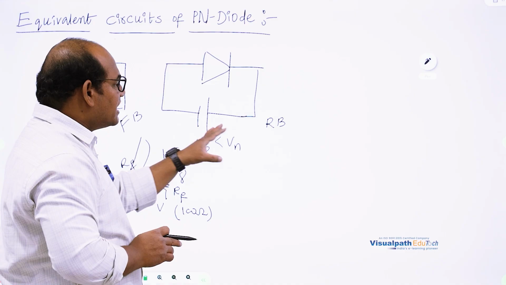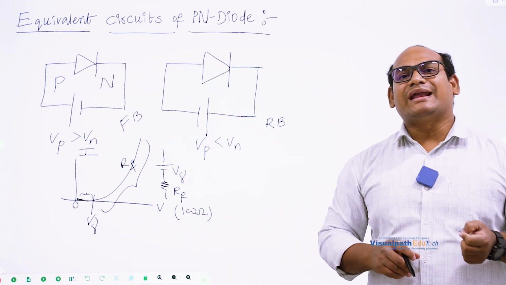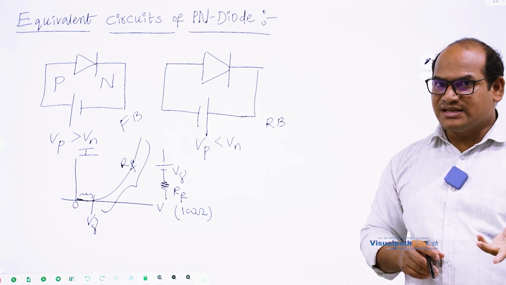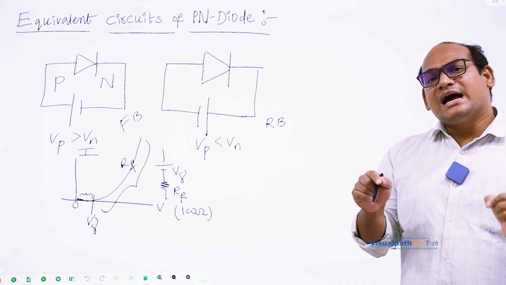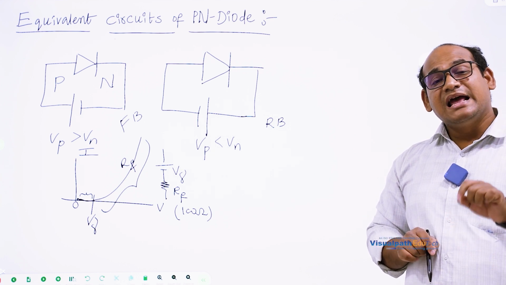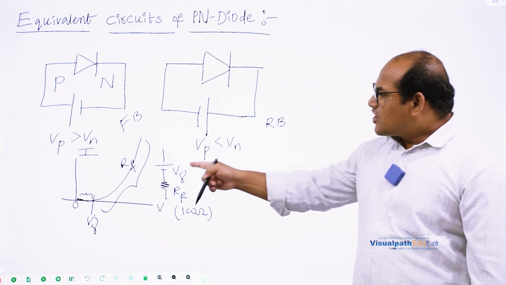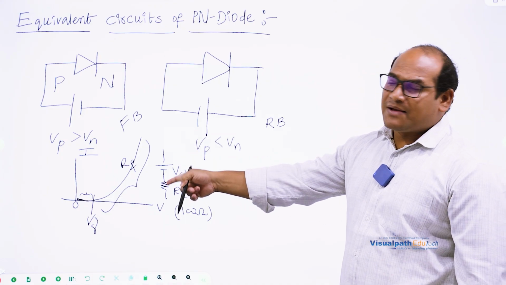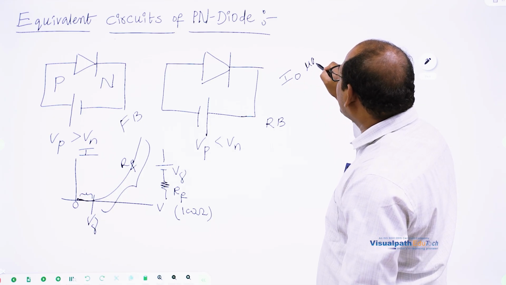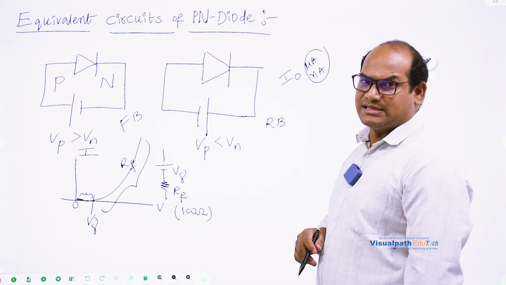Now coming to reverse bias case. In reverse bias, whatever little amount of current we are getting, that current is due to minority charge carriers. Because the current in the reverse bias is due to minority charge carriers, the current is very, very low. So in the forward bias, the current is in the order of milliamps, but here the current is in the order of microamps or nanoamps. Very, very small amount of current is there.